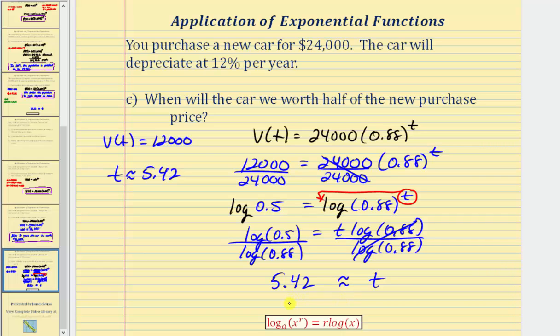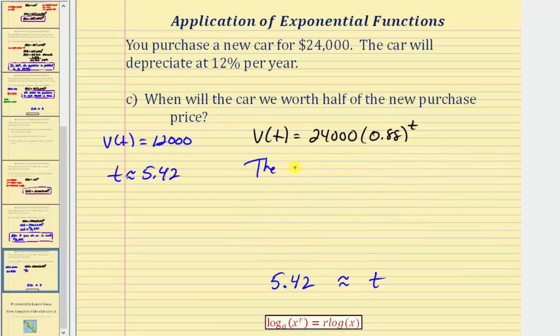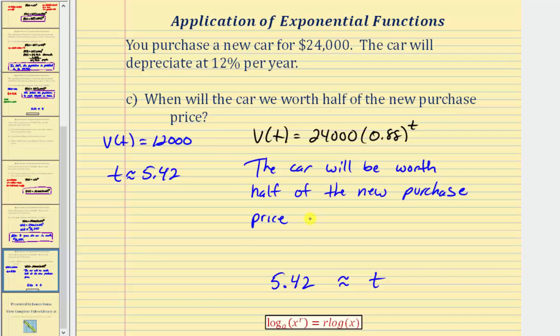But this tells us the car is going to be worth half of its original value approximately 5.42 years after the purchase. And let's write this as a sentence. The car will be worth half of the new purchase price after approximately 5.42 years.